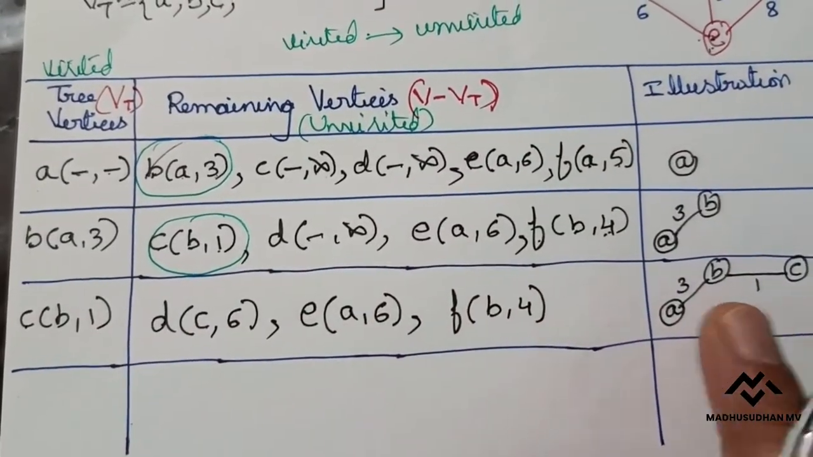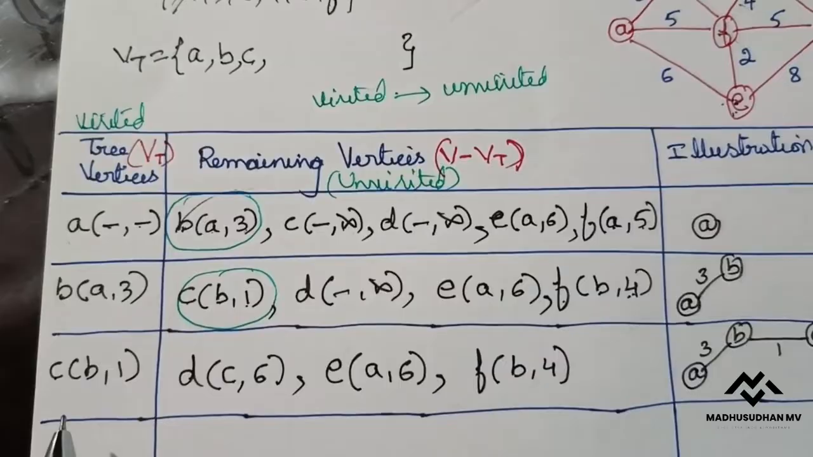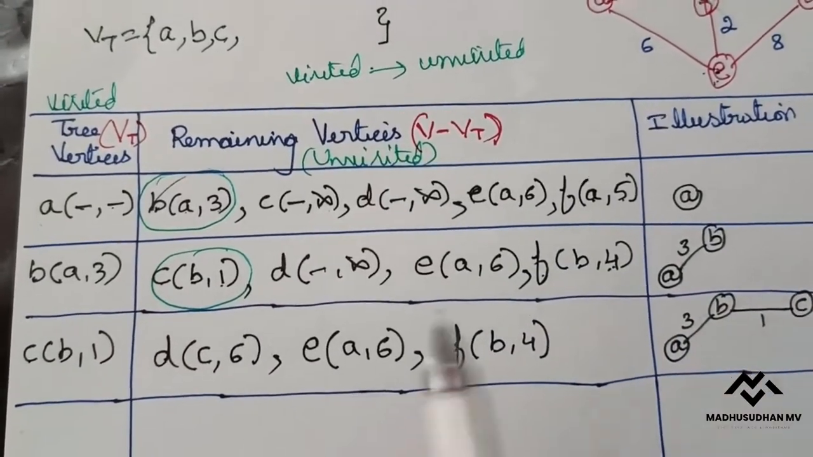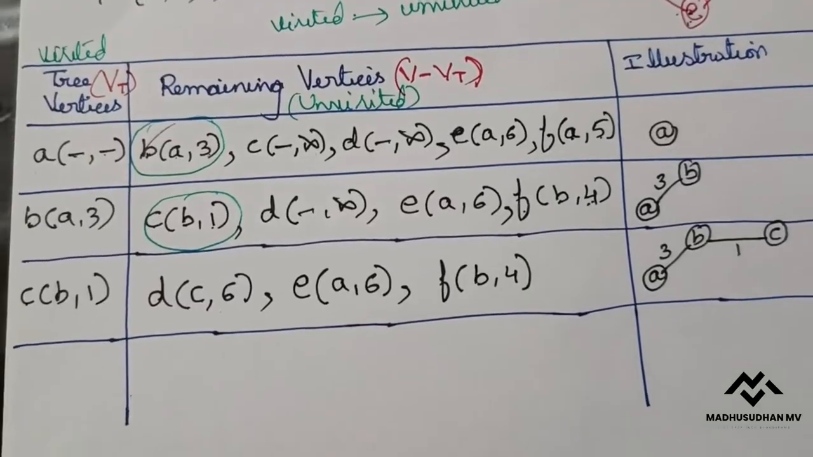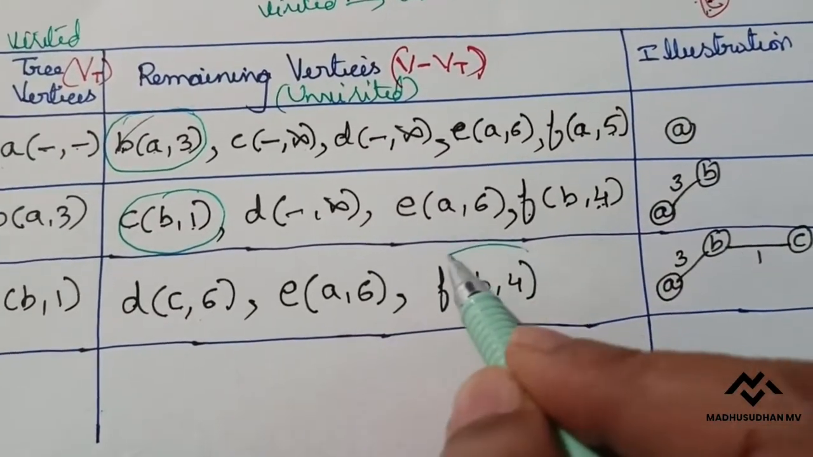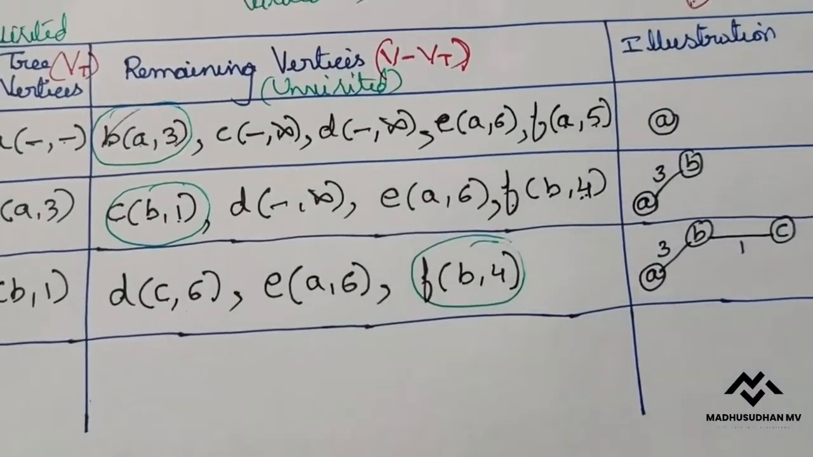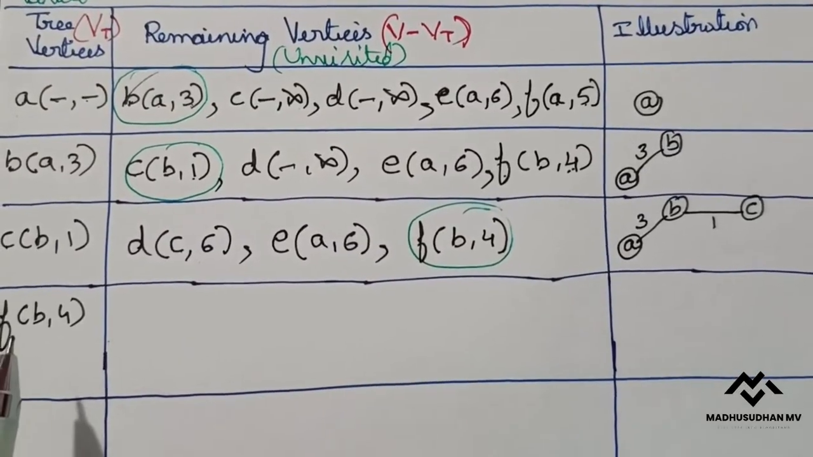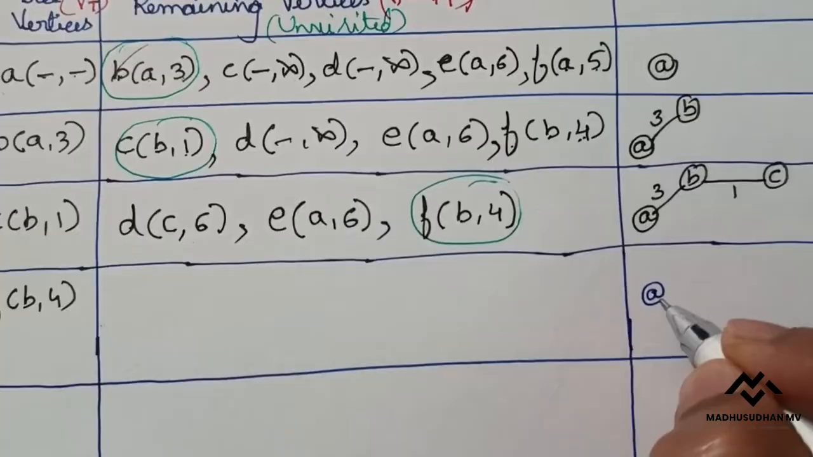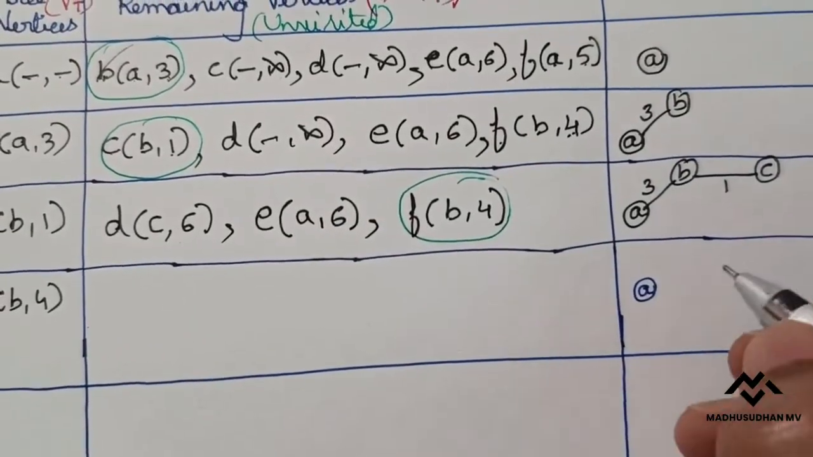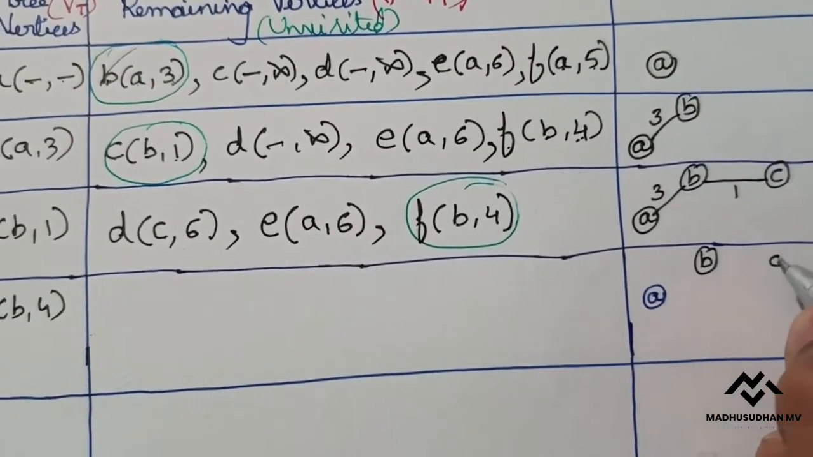Now this is my current. These are the tree vertices included in my spanning tree, and these are the remaining vertices. Now among 6, 6, 4, 4 is minimum. So I am selecting this vertex F. Since I selected F, now this is my previously constructed spanning tree.